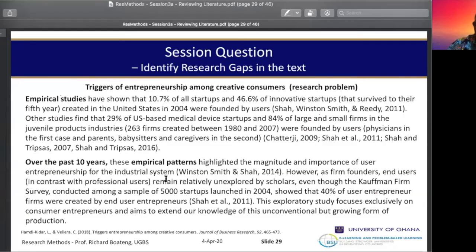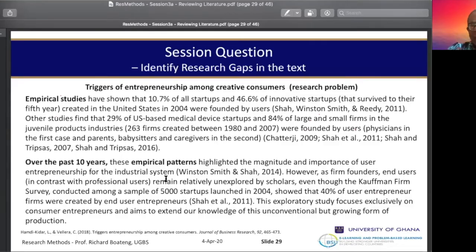What I mean by industry based is that it quotes a lot of research statistics from industry to be able to support the work. So let's read them and see. But it's actually emphasizing there's a gap. So empirical studies, that is, studies that collected data, have shown that 10.7% of all startups and 46.6% of all innovative startups that survived to their 5th year, created in the United States in 2004, were founded by users. Okay, so let's continue.